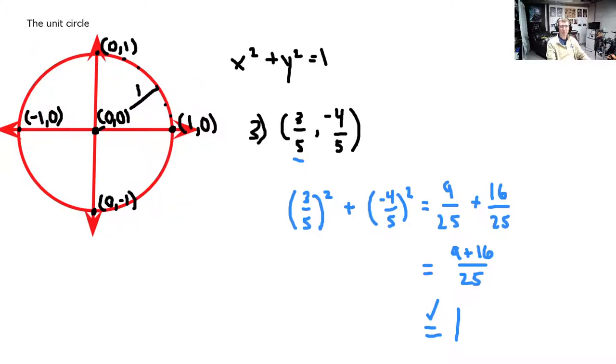Okay, questions about this one? If you want to find if a point is on the unit circle, you just need to square the x-coordinate, square the y-coordinate, add them together, and make sure you get 1. If you don't get 1, it's not on the unit circle. If you do, it is. Okay, I'll go ahead and move to the next problem then.